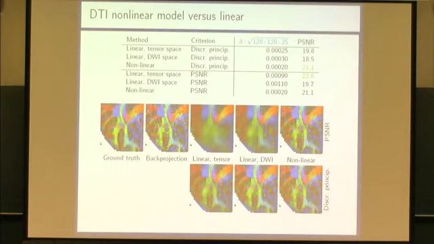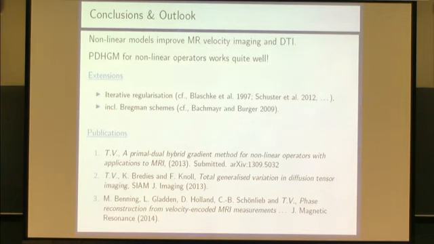So PSNR is not a good criterion. Discrepancy principle works very well. So we can scratch them, and again, the nonlinear model, at least in terms of PSNR and discrepancy principle, works the best. Okay. So what we can conclude is that nonlinear models improve MRI reconstructions. The nonlinear sample epoch method works very well.